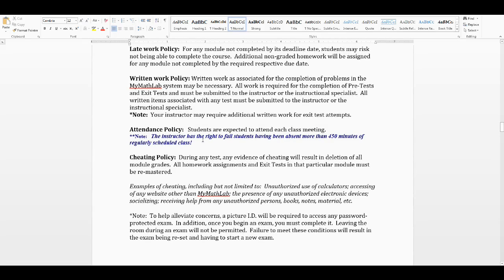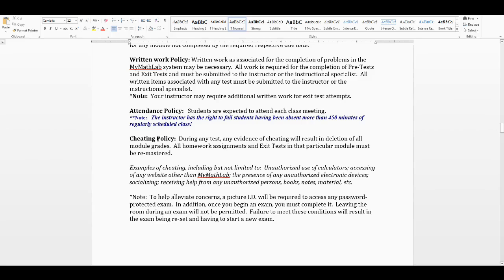Attendance policy, you're expected to show up. But once again, if you miss too many days, it can affect whether or not you pass or fail, or the MP grade.